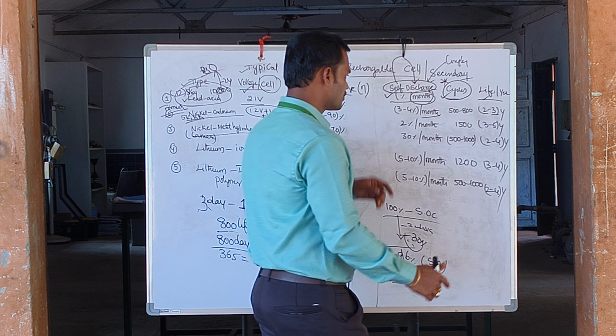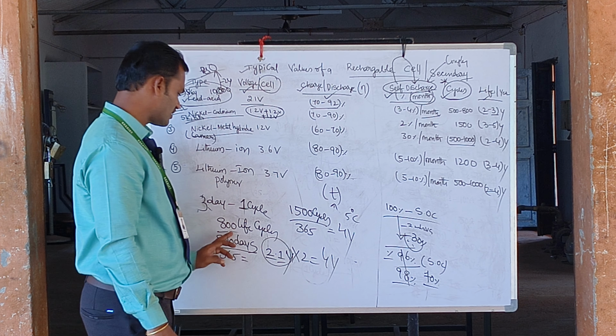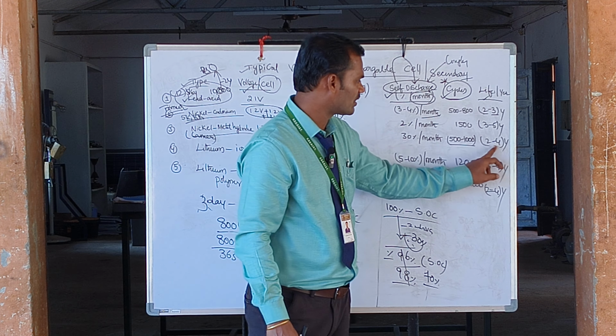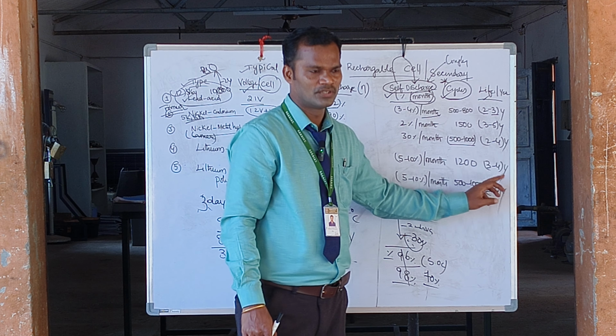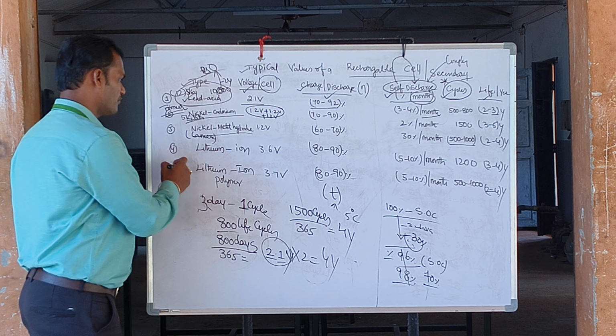Okay, and next, how many life cycles is it going to have? 1000 life cycles. So 1000 life cycles means how much you are going to get? Approximately 2 years or 3 years. So that's nothing but 2 to 4 years. So don't think that every day we consume one cycle. So that you can understand now with our example.